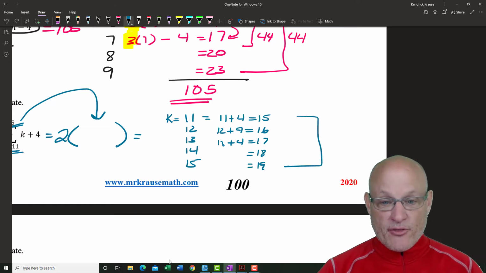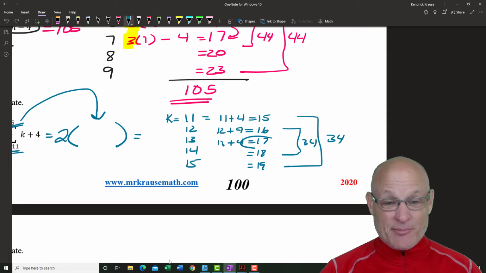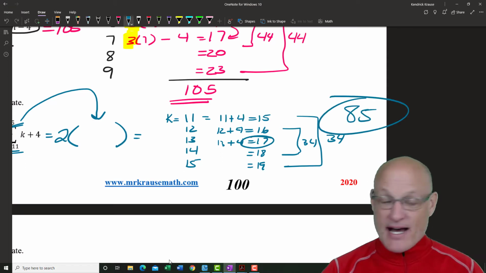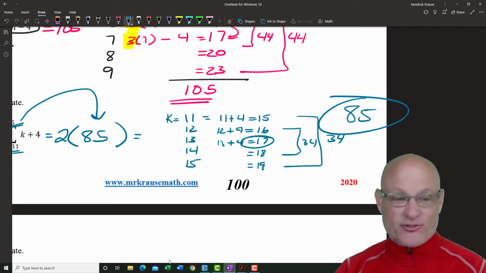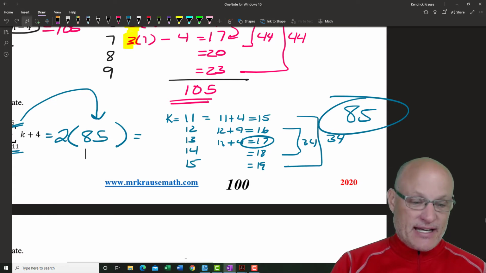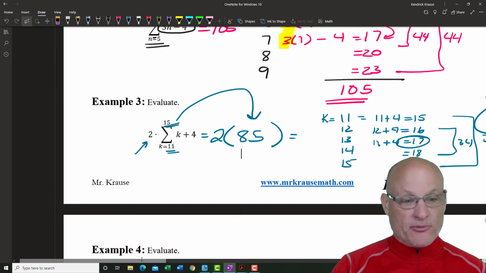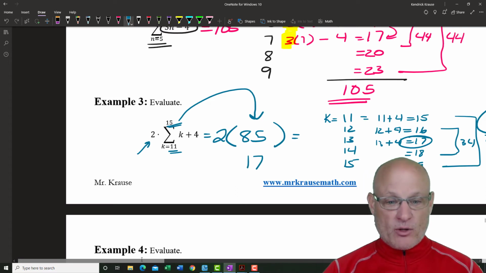These two add up to 34. These two add up to 34. 34 and 34 is 68. 68 plus 17 is, in fact, I believe, 85. So that's 2 times 85, but that's not the answer to the question, right? Well, excuse me. 85 is not the answer to the question because our problem said we've got to take 2 and multiply it by that. So we take that, we multiply, we get 170.